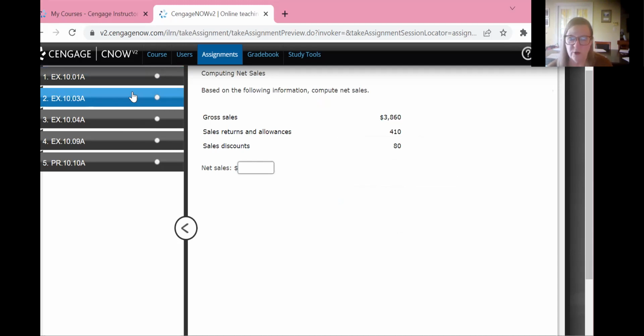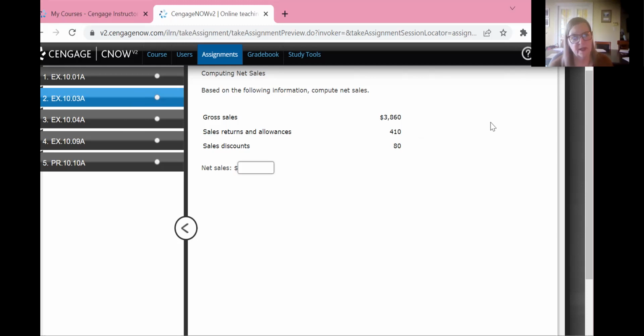So this is a very straightforward problem, because the sales number is what you actually sold, and then the returns and allowances and the discounts are both contra revenue accounts. So they reduce the revenue. Gross sales is the revenue account. 3860, so it's like you had a little T account.